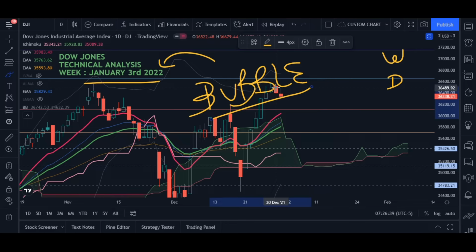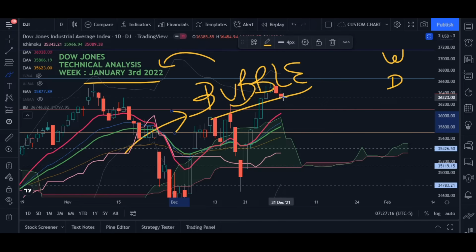Dow made this all-time high of 36,680 on December 30th, and Dow gained almost 24% or 25% from January 2020. So in the last 2 years, Dow has gained only 24 or 25%. That is normal, that is not a problem. But the S&P 500 has gained more than 40% in 2 years, and that is the reason why the market is in bubble.